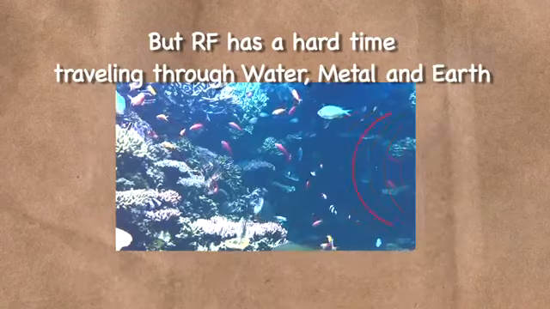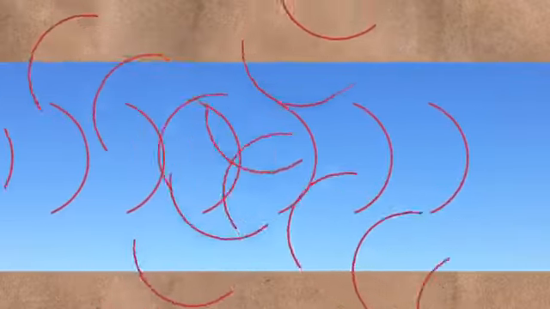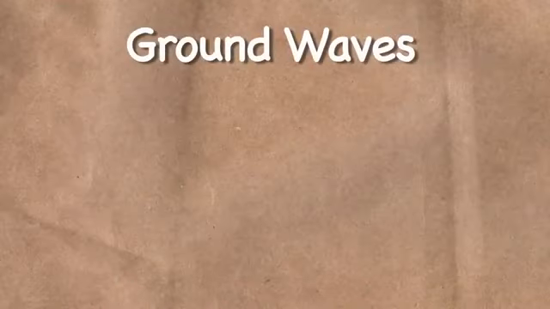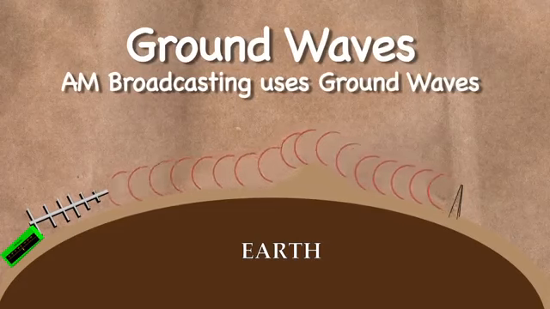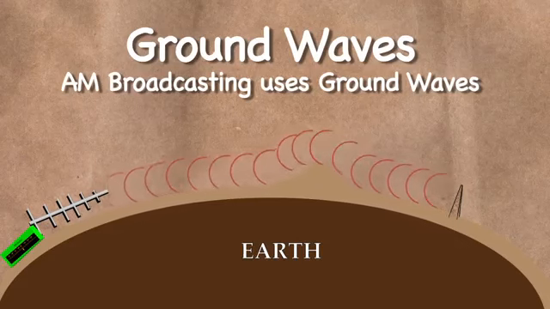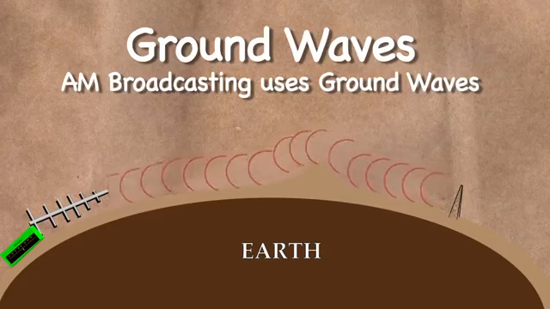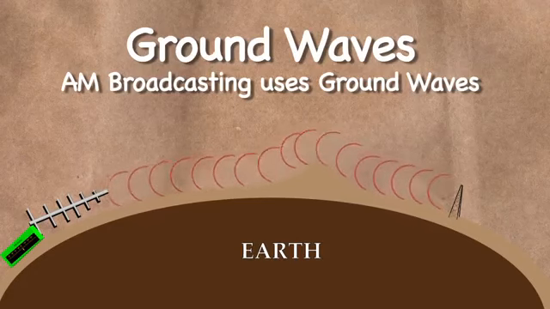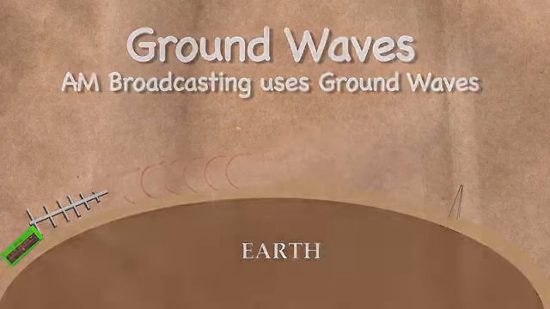With that in mind, different frequencies of radio waves behave differently as they travel through the air. Surface waves, also called ground waves, are in effect for AM broadcasting. This is where the radio waves follow the curvature of the Earth and are capable of traveling great distances. This only works with low-frequency radio waves, up to about 3 megahertz.